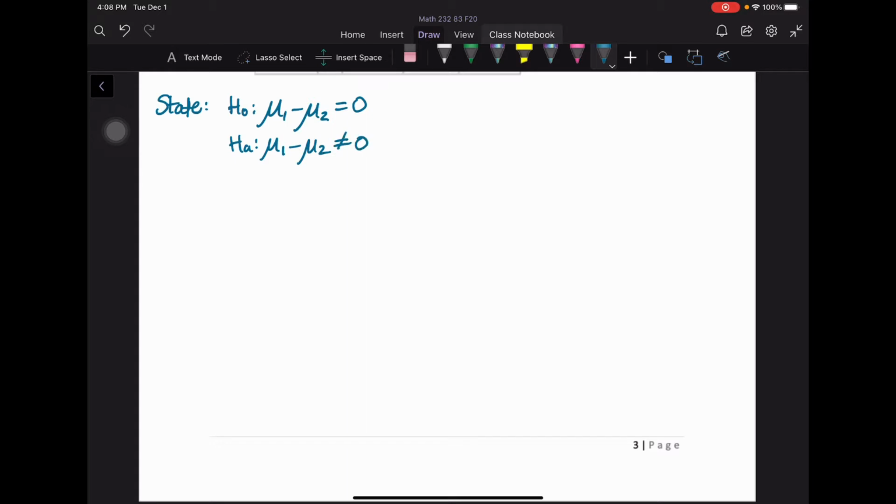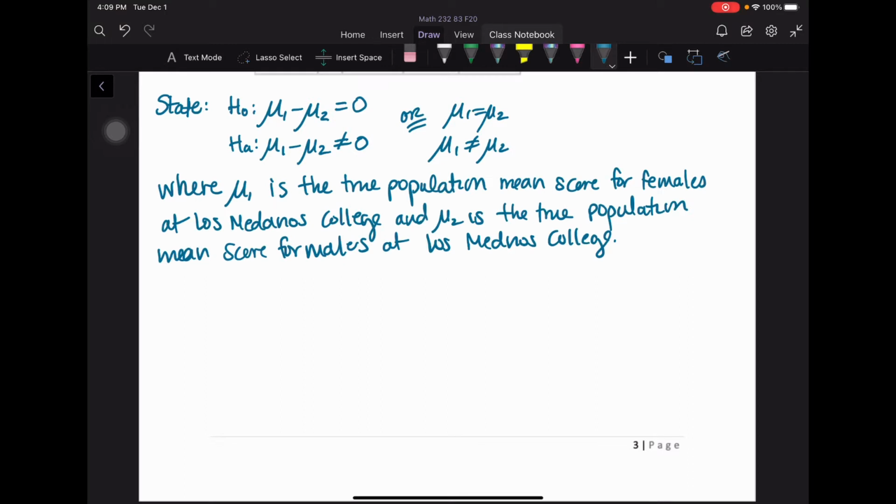We represent a difference with not equal to here. You could also have your hypotheses as mu1 equals mu2 and mu1 not equal to mu2. And then we want to identify mu1 to be the true population mean score for females at Los Medanos College and mu2 being the true population mean score for males at the college.